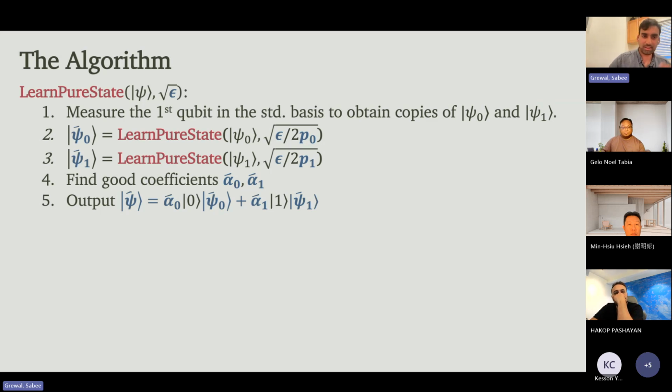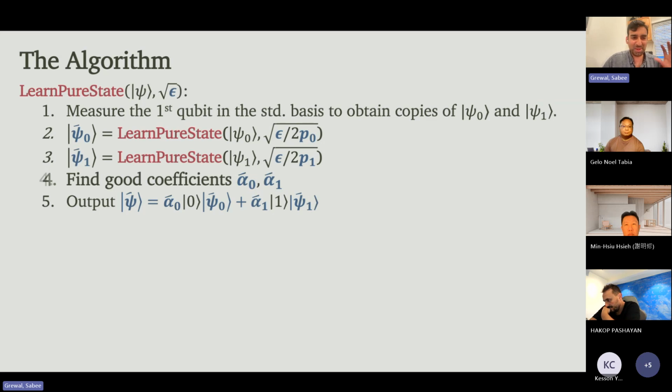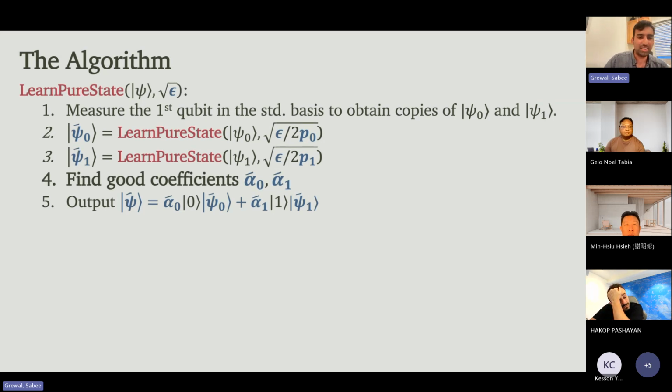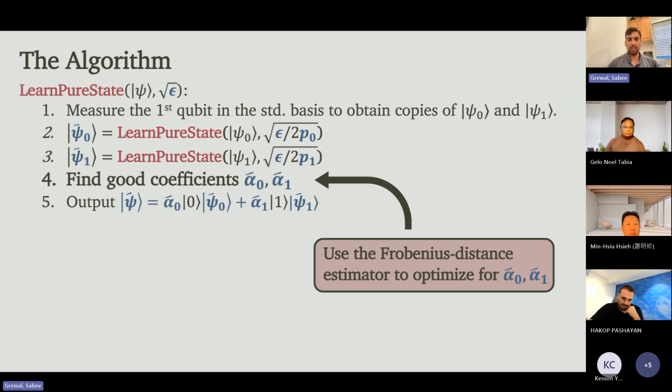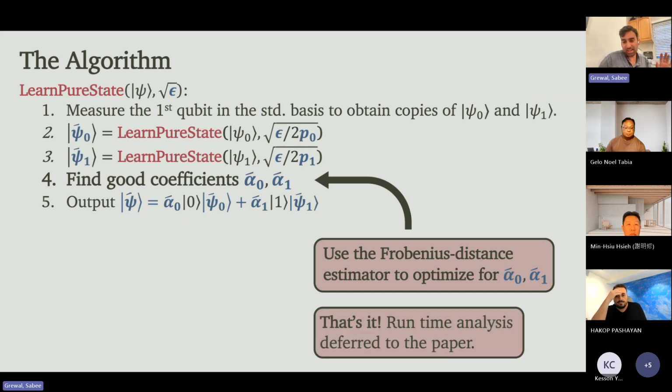So just to tie this all together, we kind of went down a deep rabbit hole. We have this recursive algorithm for learning pure states. And the real technical part of this paper is in finding these good amplitudes that glue our state together. We essentially reduced this problem down to the task of doing Frobenius distance estimation. And we use that estimator to optimize for the right choice of alpha 0 hat and alpha 1 hat. And okay, yeah, that's pretty much it.